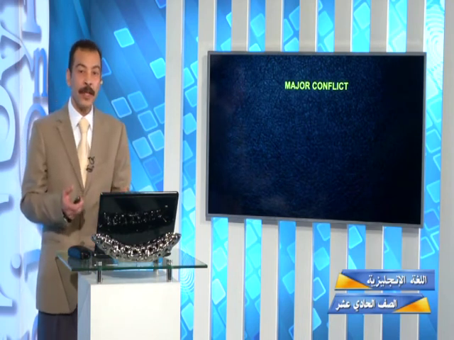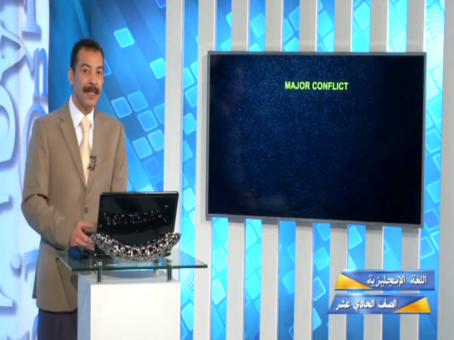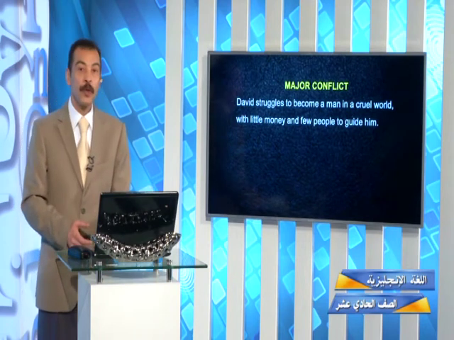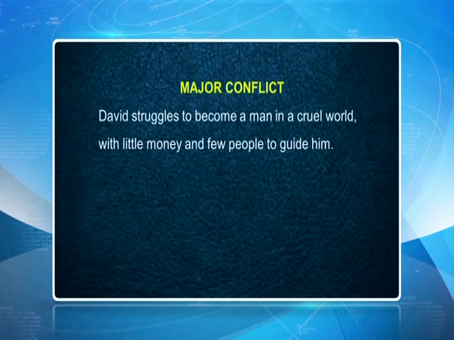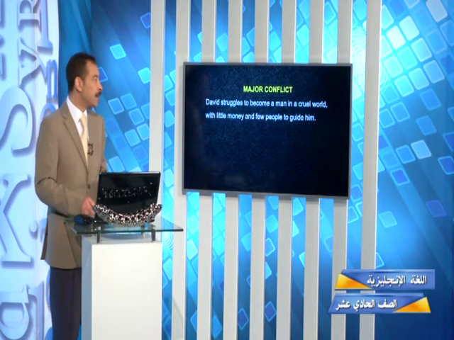What is the major conflict or what is the major problem in this story? If you think of the events, what is David's problem? Simply we can say that David struggles to become a man in a cruel world with little money and few people to guide him. From his early age, he had to depend on himself. Sometimes he found people who helped him, other times he had to work on his own. So this is the major conflict, that is trying to prove yourself and to be a man in a society which is full of cruel people.